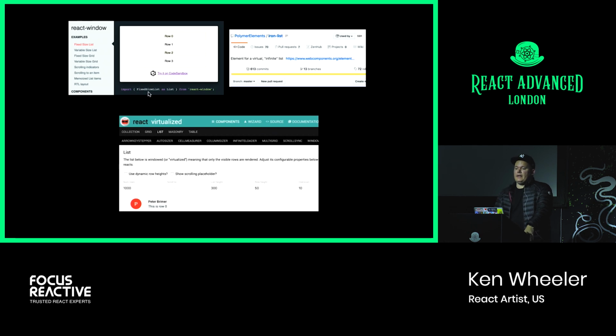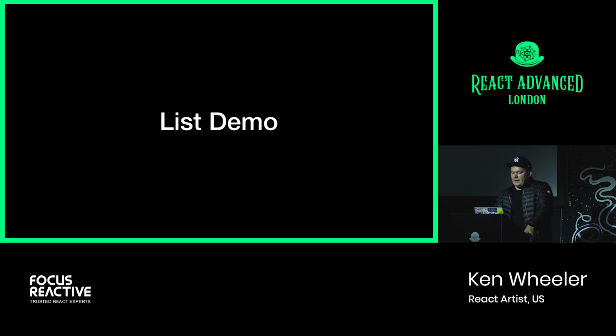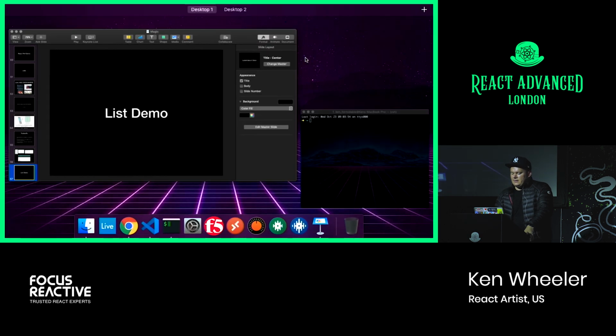This is my personal favorite right now, which is React Window by the lovely Brian Vaughn. He also wrote React Virtualized, which gives you a little bit more, right, if you're trying to do a grid or a data table kind of thing. There's also Iron List if you're one of those folks that uses web components. So let's take a look at how lists go.